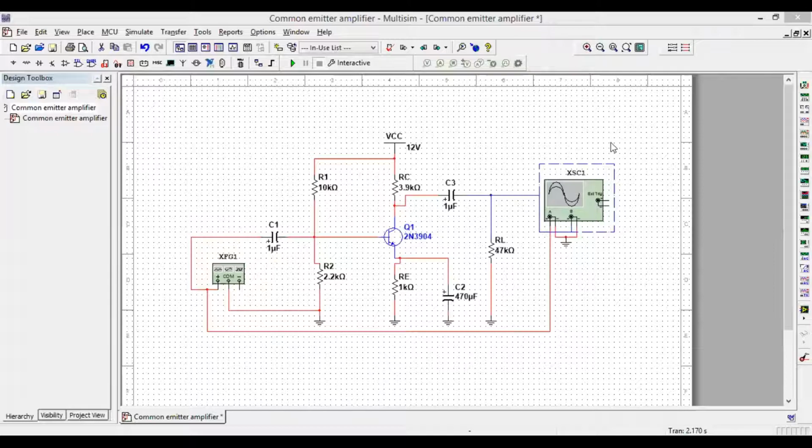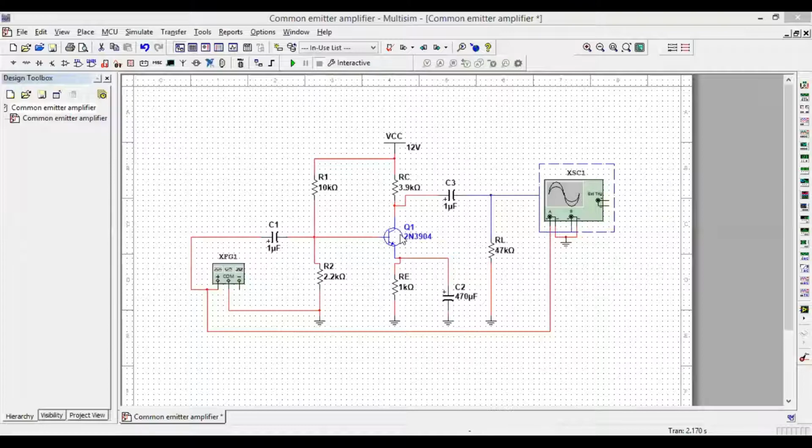We have the common emitter configuration, the common base configuration, and the common collector configuration. So today we will discuss the common emitter amplifier, or the common emitter configuration, when we use a transistor as an amplifier. So this is the circuit diagram of the common emitter amplifier.